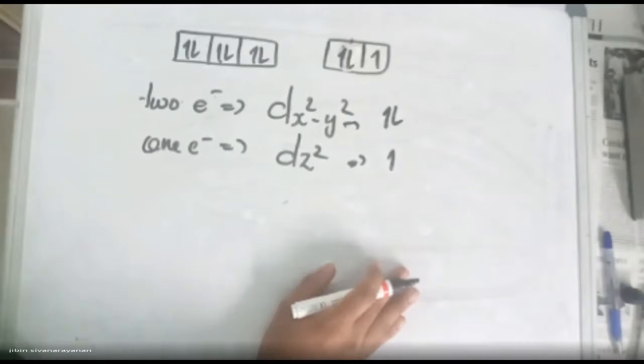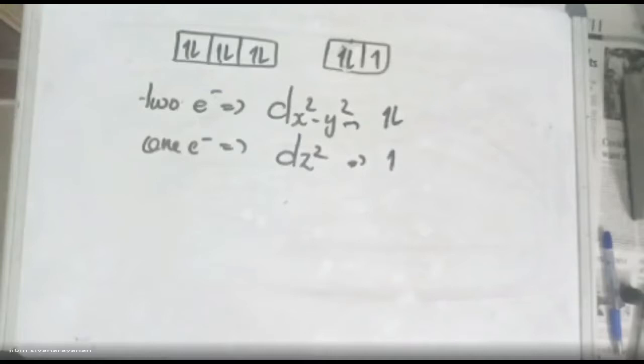Hello? Which orbital would feel more repulsion when the ligands are approaching?